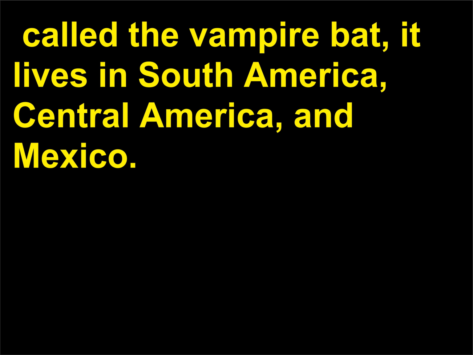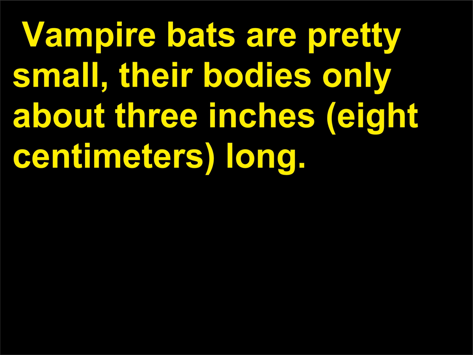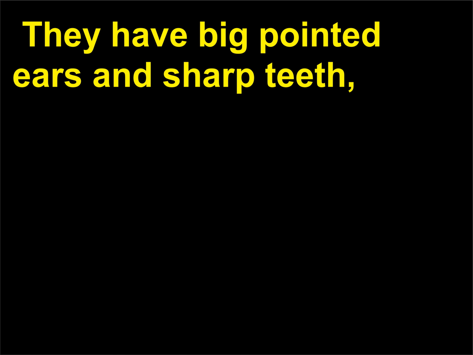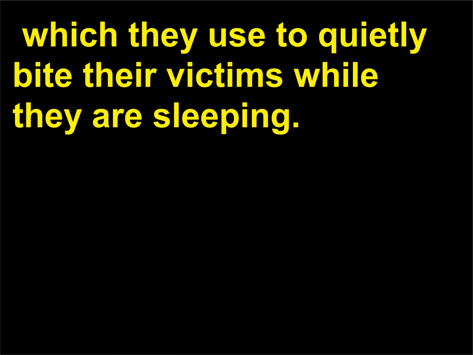There is only one kind of bat that drinks blood. Called the vampire bat, it lives in South America, Central America, and Mexico. Vampire bats are pretty small, their bodies only about 3 inches, 8 centimeters, long. They have big pointed ears and sharp teeth, which they use to quietly bite their victims while they are sleeping.